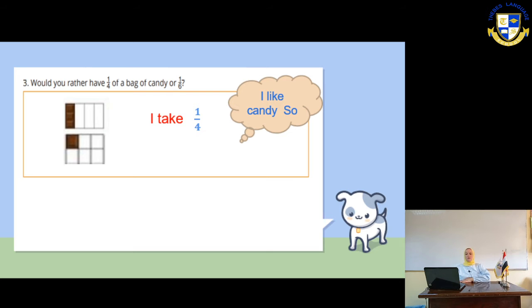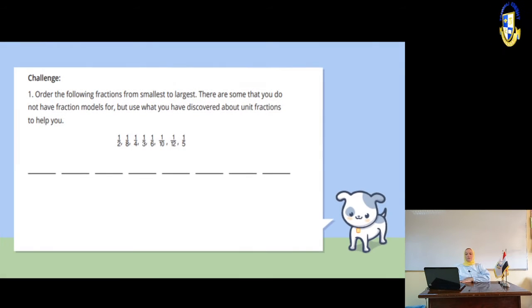Okay. Now order the following fractions from the smallest to the largest. There are some that you don't have fractions modeled for, but use what you have discovered about unit fractions to help you. Remember that the smallest fractions have the greatest denominators, because they are crazy fractions. Remember, crazy fractions, we are going to make the opposite of what we want. Okay, so what is the smallest fraction?